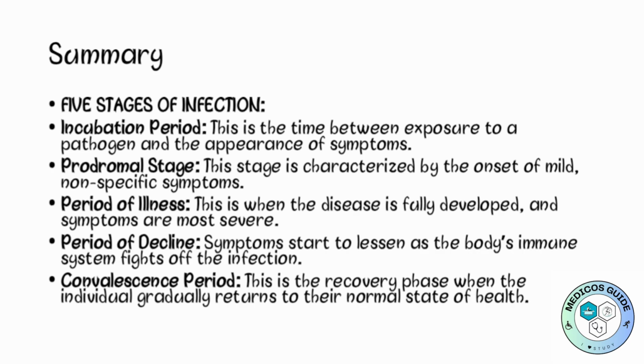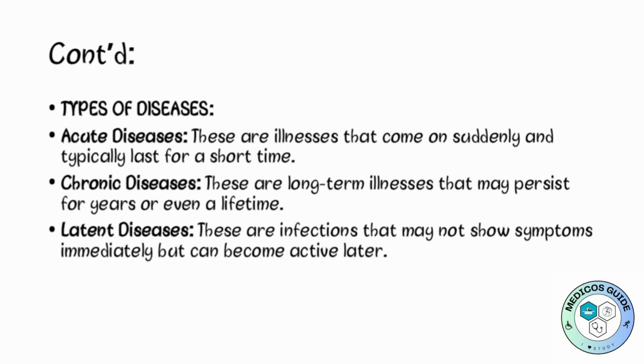Period of decline. Symptoms start to lessen as the body's immune system fights off the infection. And then the last one is the convalescence period. This is the recovery phase when the individual gradually returns to their normal state of health. Then we discussed the types of diseases. The first one was acute diseases.